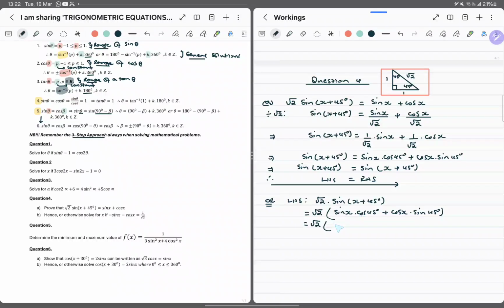Now, cos 45 from special angles is going to be 1 over square root 2. 1 over square root 2 times sine x plus sine 45 is going to be 1 over square root 2 times cos x. Okay, now when we distribute this, it's going to cancel these, which is going to be just sine x plus cos x. This is equal to the right hand side. This is the standard way of doing it.